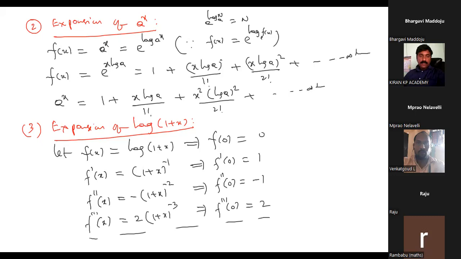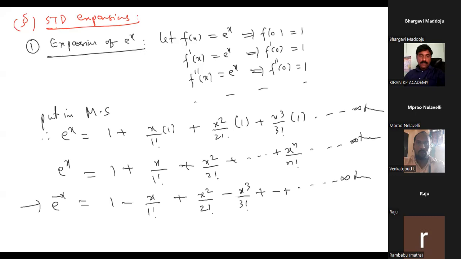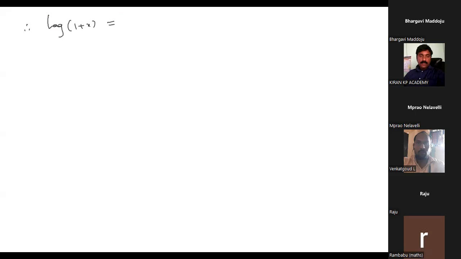So therefore, now the log 1 plus x expansion is: f of x equal to log 1 plus x, where f of 0 is 0. Then f dash 0 is 1, so x by 1 factorial into 1. Correct? Then minus x squared by 2 factorial into f double dash 0, which is minus 1, plus f triple dash 0 which is 2. Where are those values? Wait a minute.